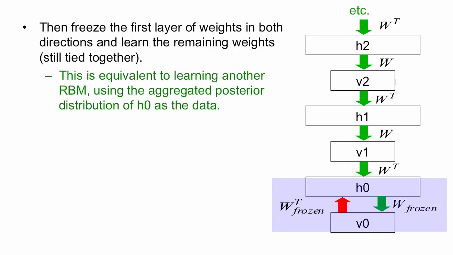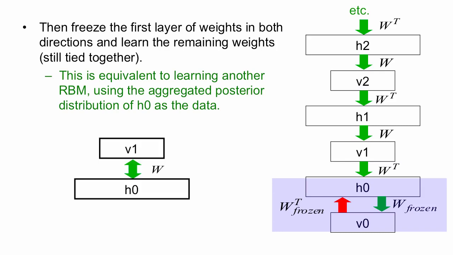So learning the remaining weights tied together is exactly equivalent to learning another restricted Boltzmann machine, namely a restricted Boltzmann machine with h0 as its visible units, v1 as its hidden units, and where the data is the aggregated posterior across h0. That is, if we want to sample a data vector to train this network, what we do is we put in a real data vector at v0, we do inference through those frozen weights, and we get a binary vector at h0, and we treat that as data for training the next restricted Boltzmann machine. And we can go up for as many layers as we like.